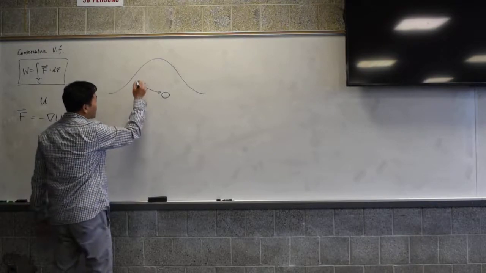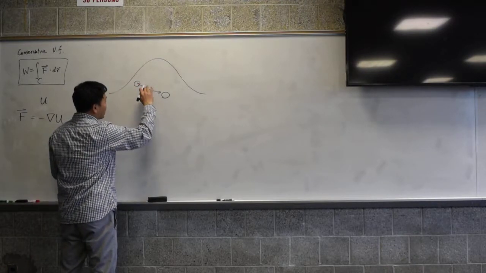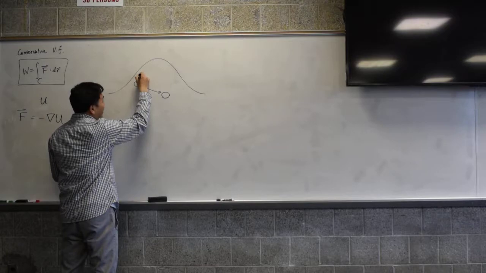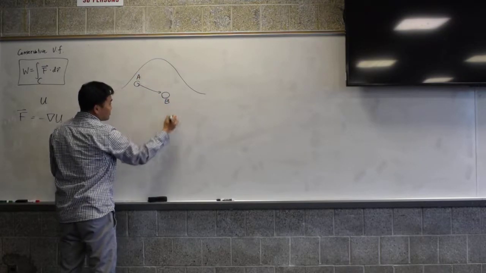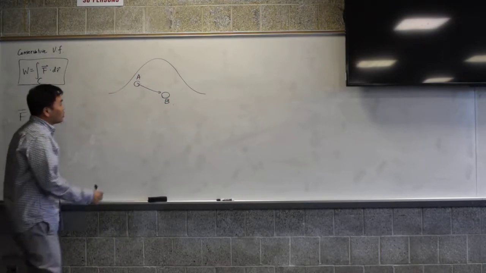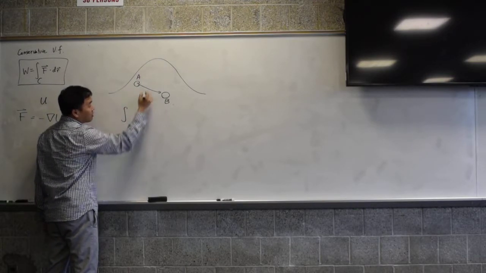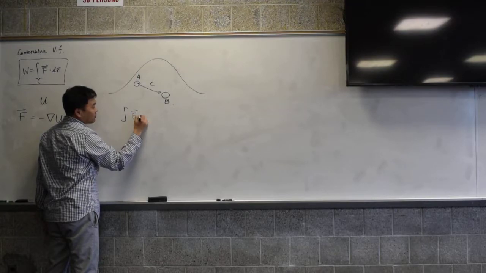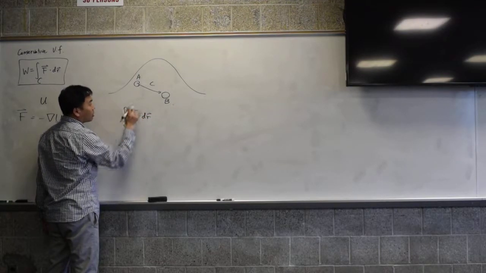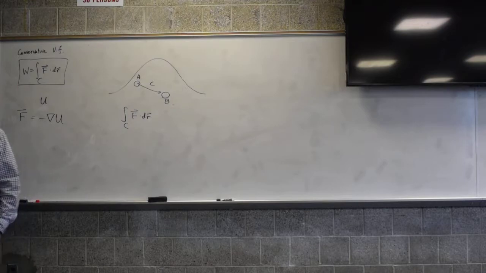Okay. So we can ask the following: if this is point A and this is point B, question one is, what's the meaning of F dot dr on this path C? What's the meaning?